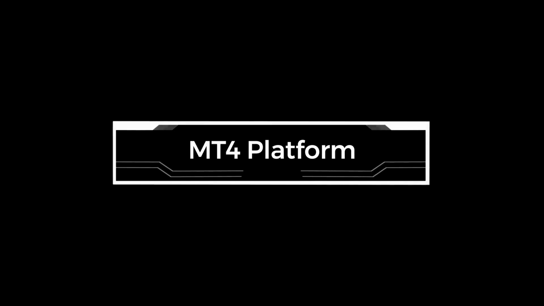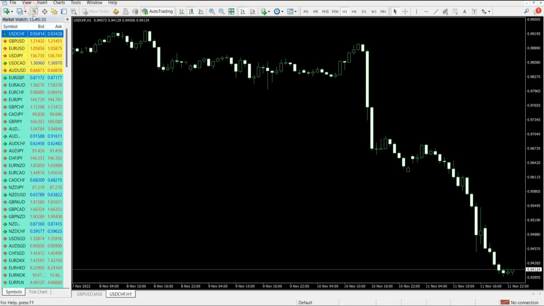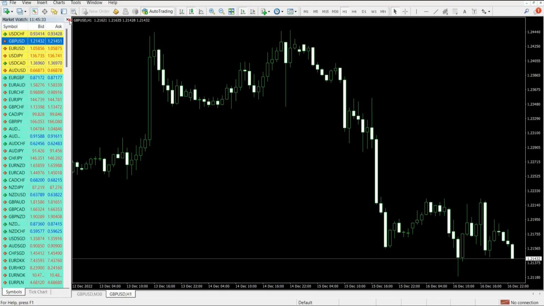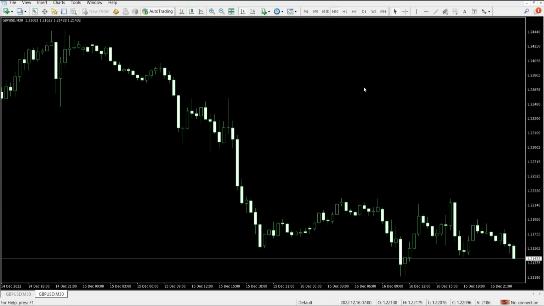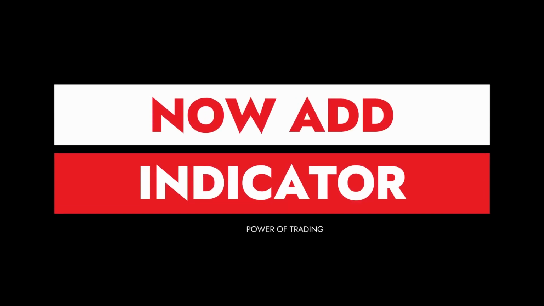First of all, open the MT4 platform and then select the USD/JPY currency pair. Now I'll set my time to the 30-minute time frame for this strategy. But keep in mind that you can use this method on all time frames and this strategy can be profitable on all of them. Now it's time to add indicators to our chart.